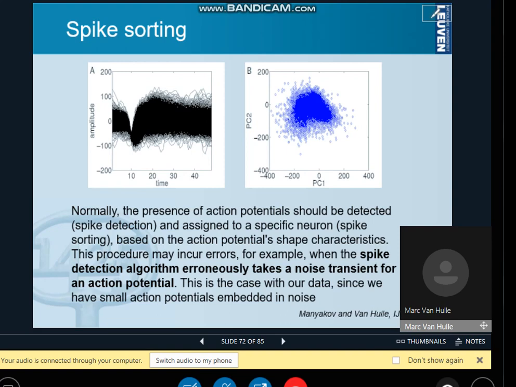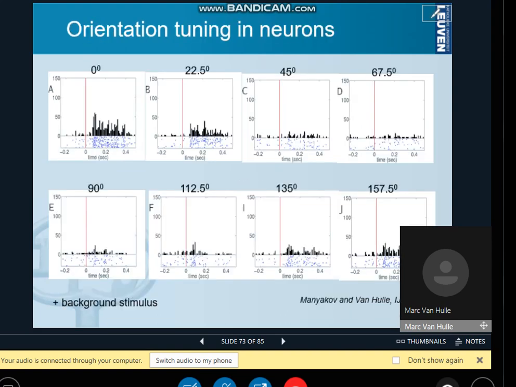So we didn't do it. We just kept everything together. But we were, of course, curious to find out if there was anything in there. That's slide 73. You see that for different trials, and you build up the histogram, that there is definitely an orientation tuning, as shown in slide 73.